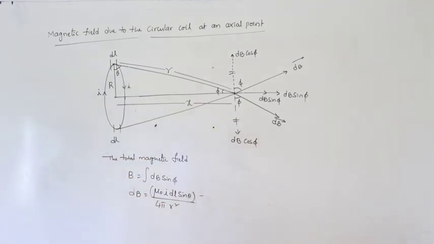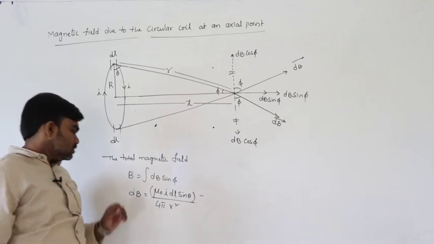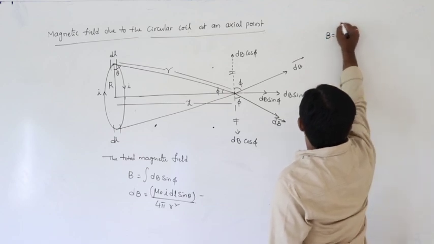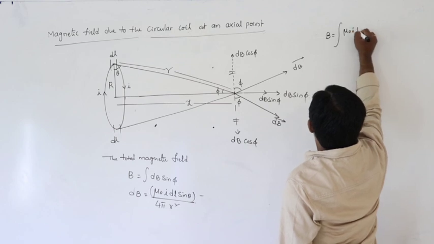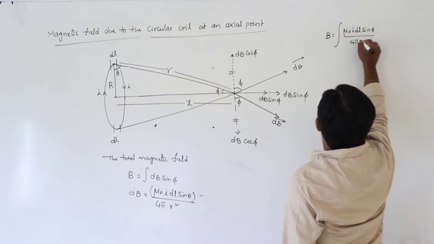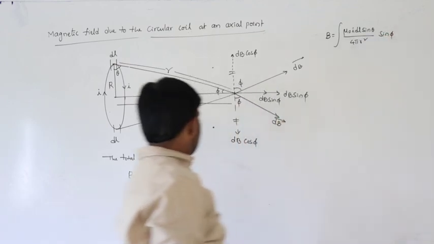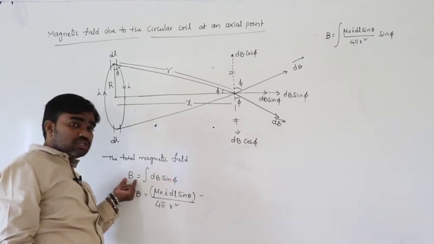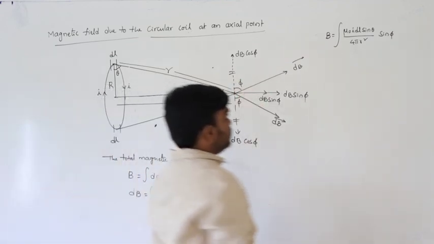Mu naught I dl sin theta by 4 pi r square. This is according to Biot-Savart's law. So based on this, we can write B is equal to the integral of dB, which can be written as mu naught I dl sin theta by 4 pi r square into sin phi. That is, the integral of dB sin phi. The magnetic field associated at this position is equal to the integral of dB sin phi.